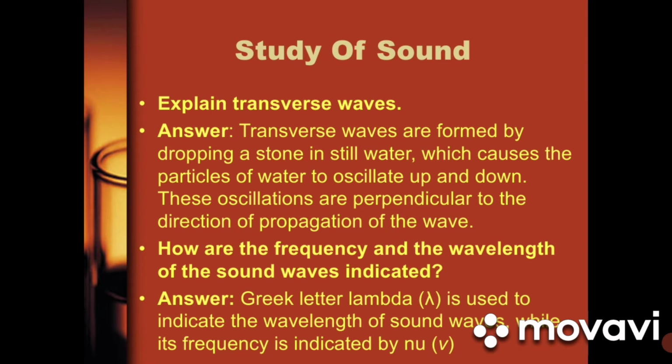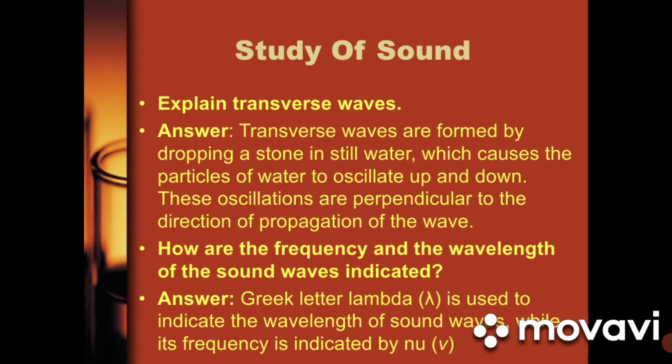Explain transverse waves. Transverse waves are formed by dropping a stone in still water, which causes the particles of water to oscillate up and down. These oscillations are perpendicular to the direction of propagation of the wave.